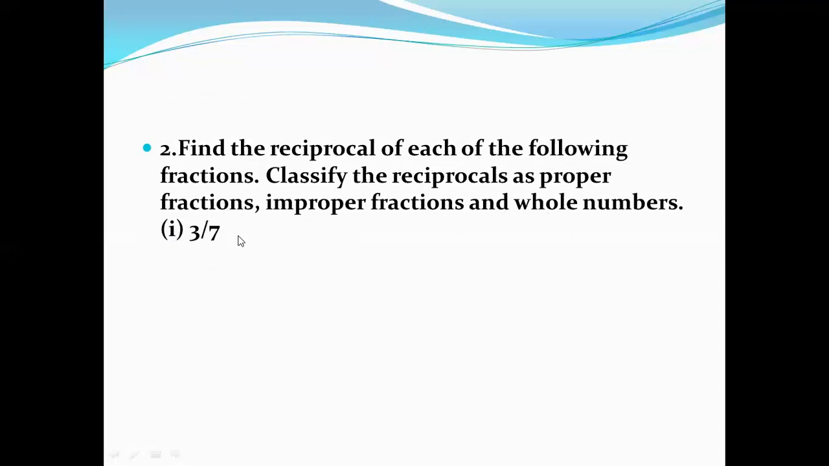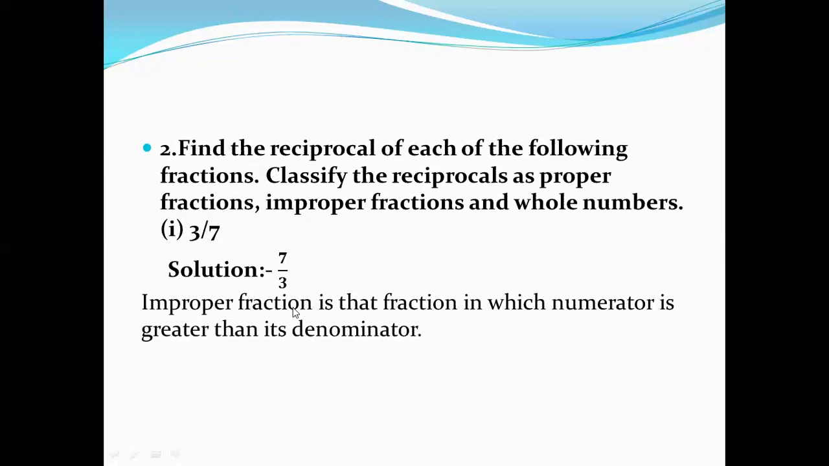So what is the reciprocal of 3 by 7? 7 by 3. So is 7 by 3 proper, improper or a whole number? This is improper. Improper means the numerator is greater than the denominator. So this is an improper fraction. Proper fraction means the numerator is less than the denominator. Okay, children? Now you see the next bit.